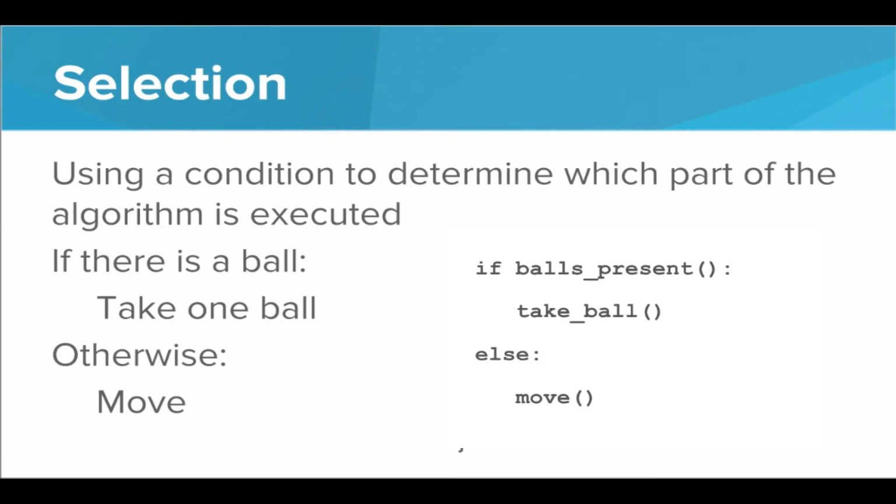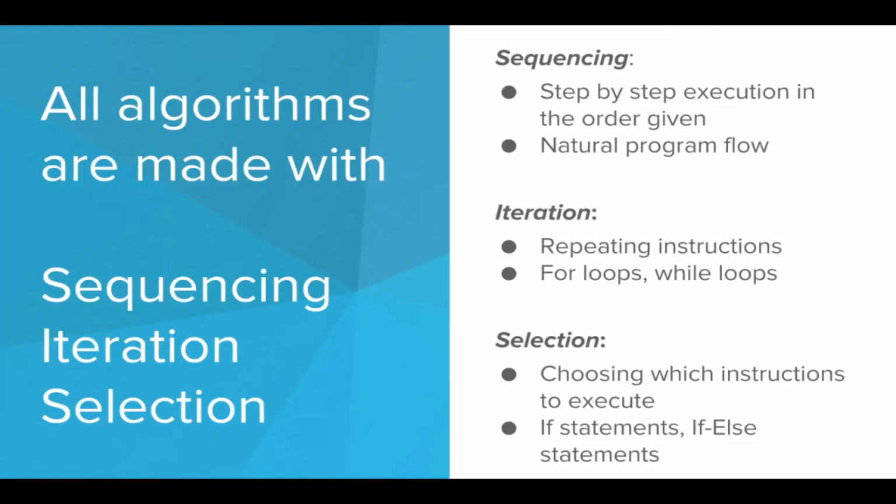One part of the algorithm, the take ball part, is executed if balls are present, and a completely separate part of the algorithm, separate instructions, are executed if there are no balls present. So that's selection. All algorithms are made with sequencing, iteration, and selection. Sequencing is the step-by-step execution in the order given, and this is just the natural program flow. Programs just go line by line.